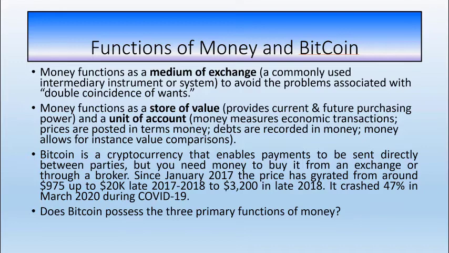It's commonly used as an intermediary instrument to avoid the problem of double coincidence of wants. So imagine if I owned a bicycle and I wanted a microwave oven. You know how much trouble it would be for me to try to find somebody who wants my bicycle and is willing to give up the microwave oven for it. Really, really hard. So money eliminates that problem associated with the double coincidence of wants.